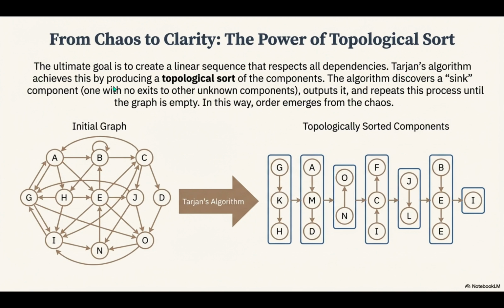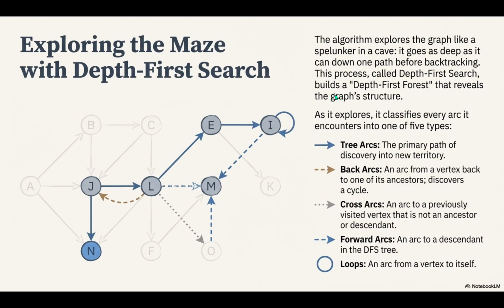It finds the chaos and delivers the ordered timeline blocks in one single elegant pass. The sources describe it as being like a spelunker exploring a cave. It uses what's called depth first search, or DFS. Right, it goes deep. It follows one path of dependencies all the way to the end, and as it goes, it classifies every single connection, every arc it finds. And that classification is how it finds the loops. It's vital. As it explores, it's defining arcs as tree arcs, cross arcs, forward arcs, and crucially, back arcs.